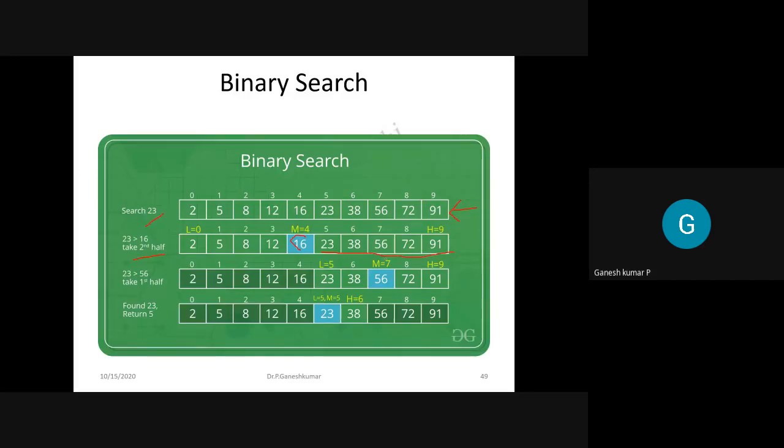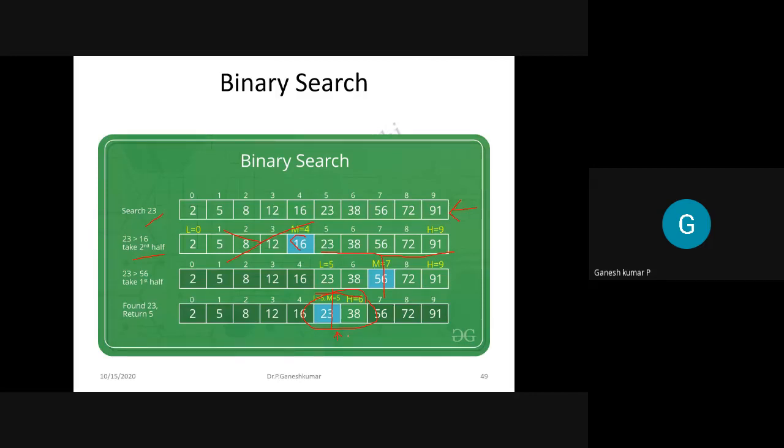So again, you are finding the mid element. You have to omit this left half. Again, for this right half, you have to take the mid element. In that mid element, 56 is there. 56 is greater than 23. So 23 is lesser, and we go to the left part. In the left part, you take the mid element. Among the two elements, the mid element is the first element. Now you have entered into success.